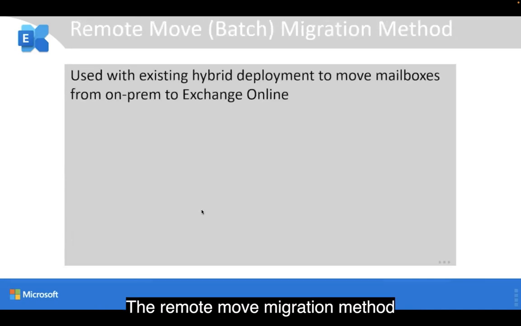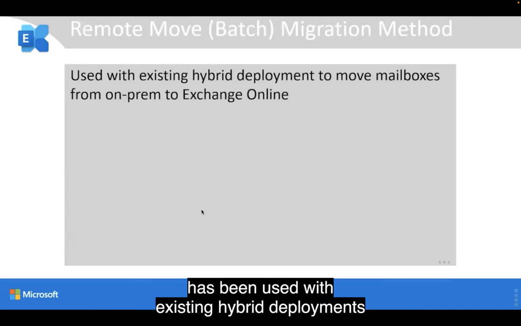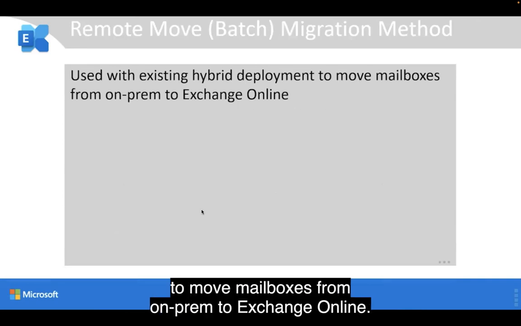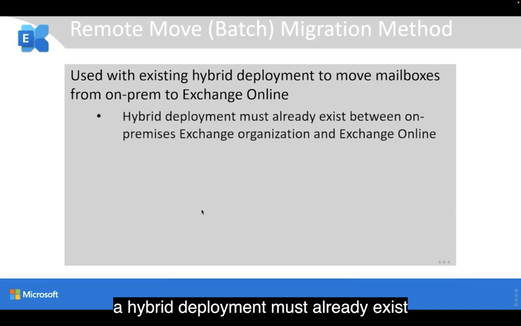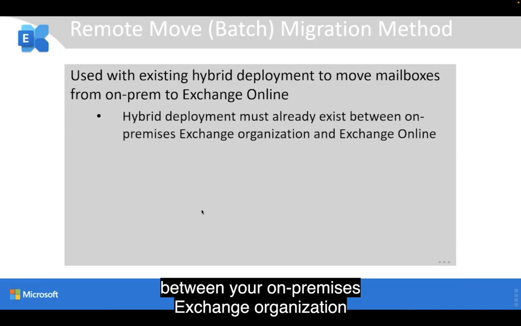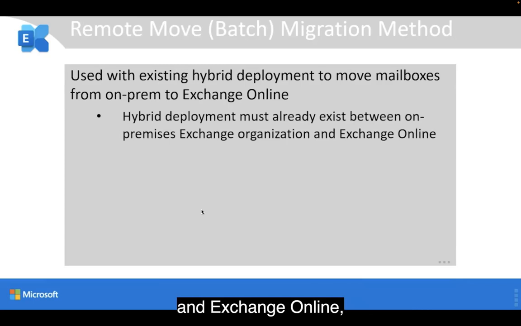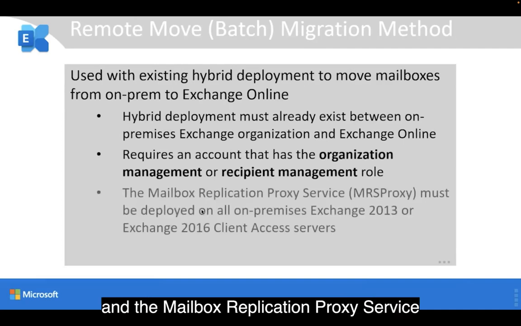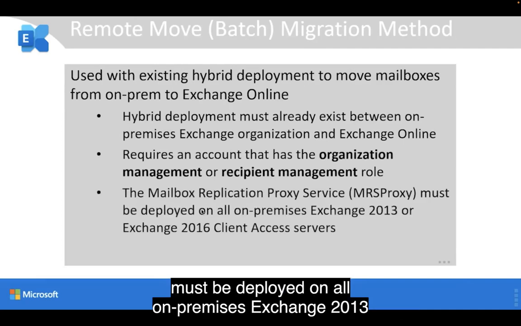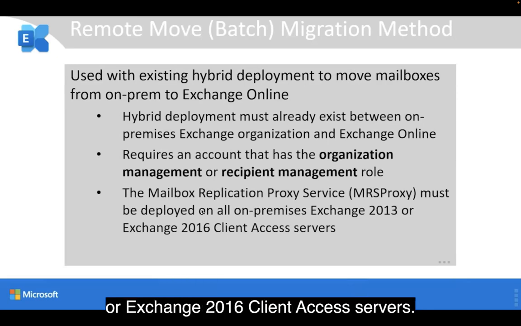The remote move migration method has been used with existing hybrid deployments to move mailboxes from on-prem to Exchange Online. To use this kind of process, a hybrid deployment must already exist between your on-premises Exchange organization and Exchange Online. It must be performed by an account that has the organization management or recipient management role, and the mailbox replication proxy service must be deployed on all on-premises Exchange 2013 or Exchange 2016 client access servers.